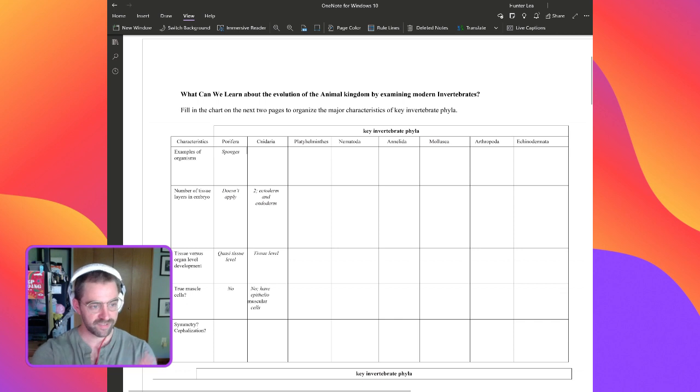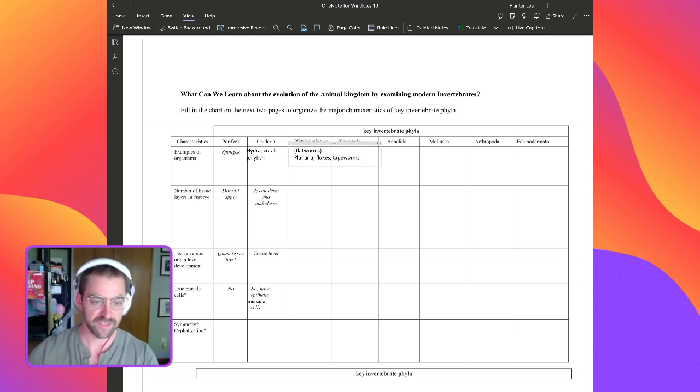So starting at the top, we have example organisms. For Porifera, we have sponges. Cnidaria, we have hydra, corals, and jellyfish. I'm going to do my best to keep these in the grid, but we'll see how it goes. Next up for platyhelminths, broadly speaking, these are all flatworms. We've got planaria, flukes, and tapeworms as the example organisms here.